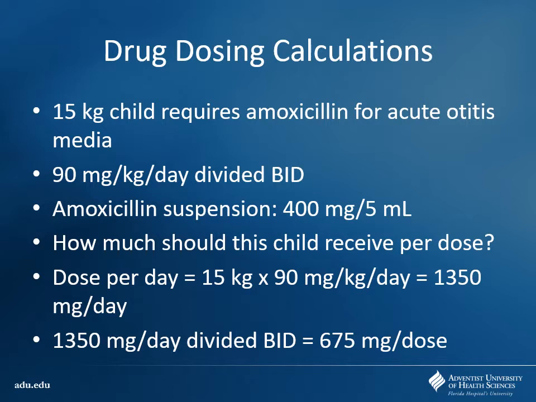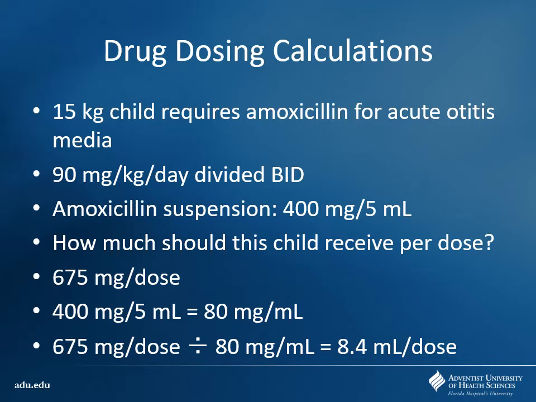So basically, I would just take that 675 divided by 80, and I should get my answer at that point. You get 8.4 mL per dose. Perfect. So again, very simple, very straightforward. You guys have a lot more experience with this now, so when you go on rotations, you should be able to pull this information back out whenever you need to.